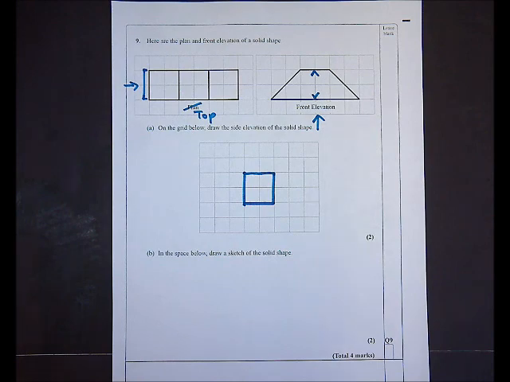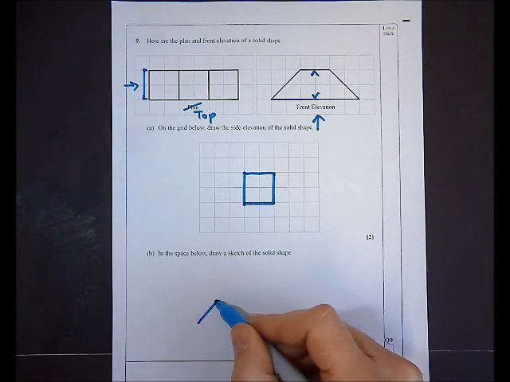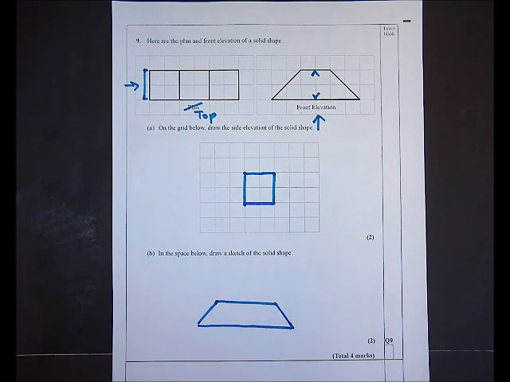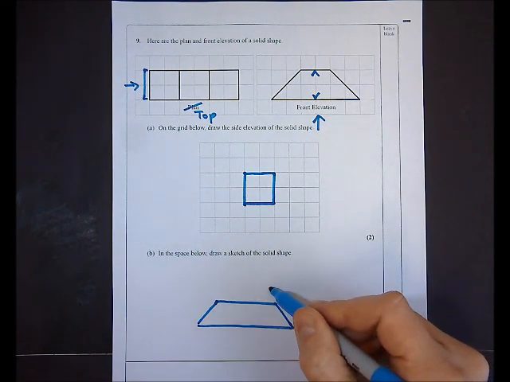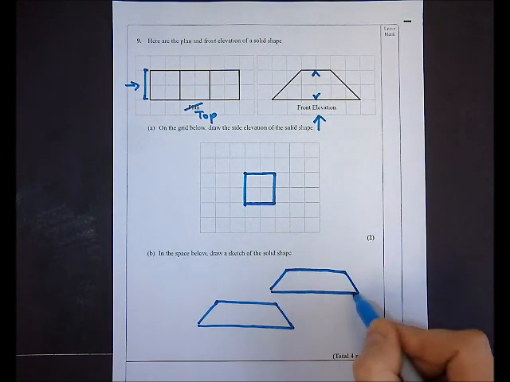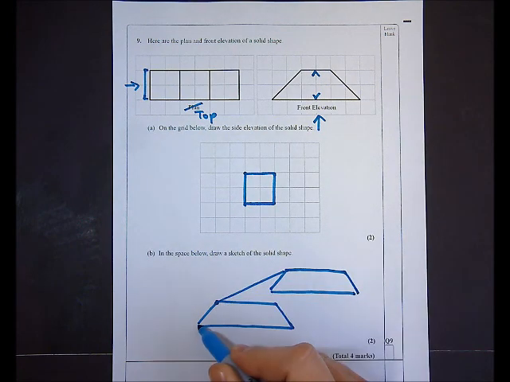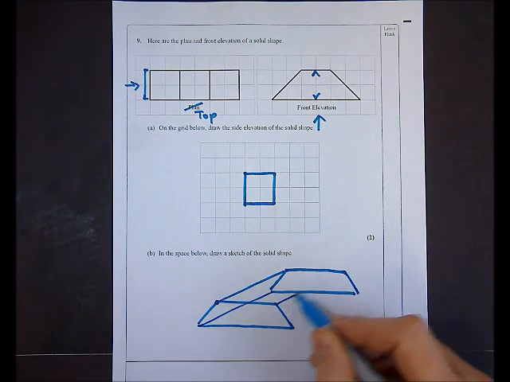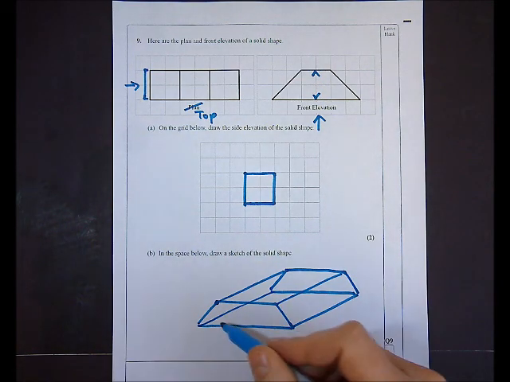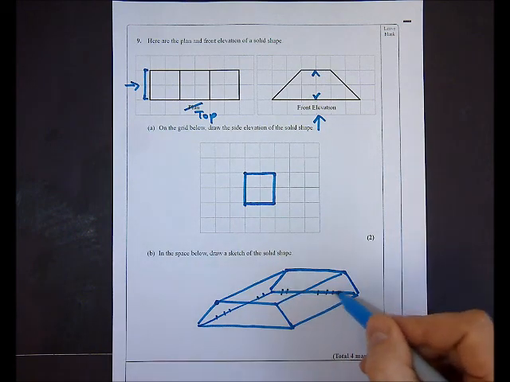In part B, I'm asked to draw a sketch of the solid shape. So I'm going to use the front elevation and I'm going to sketch that here. And if that's the front, the back will look roughly the same. So I'm going to draw the back over here. Again, the same size. And now it's just a case of joining up the corners that correspond. So that one goes to there, that one goes to there, that one goes to there, and so on. And that is a sketch of that solid shape. Now some people might want to use dashed lines, because obviously you wouldn't be able to see them if it was a solid shape.